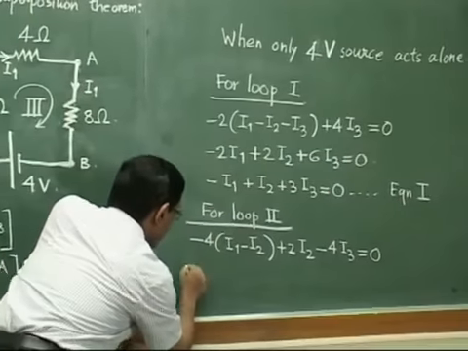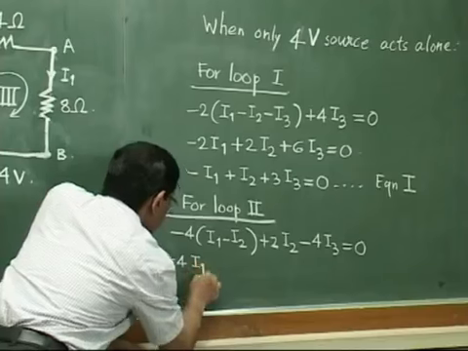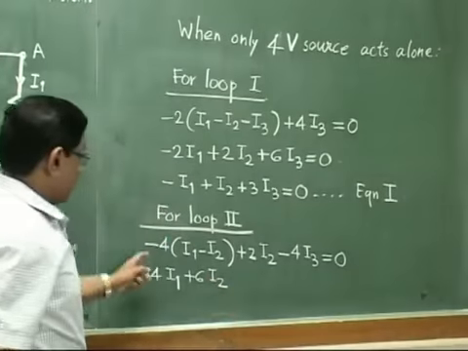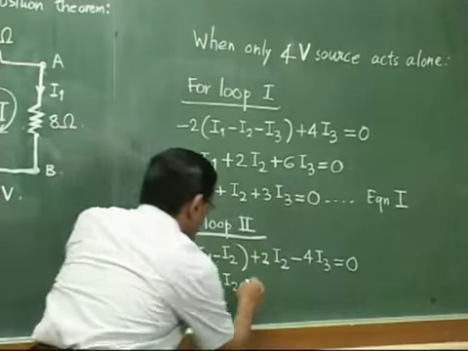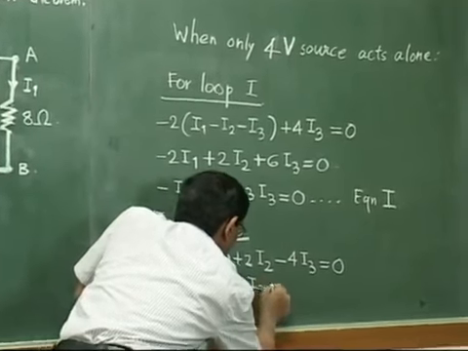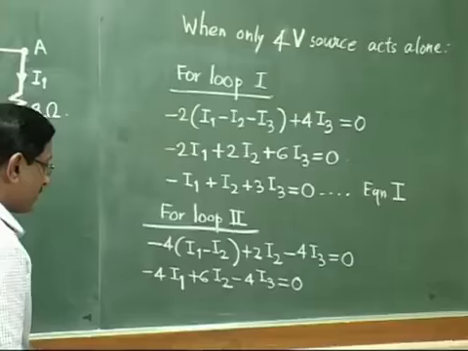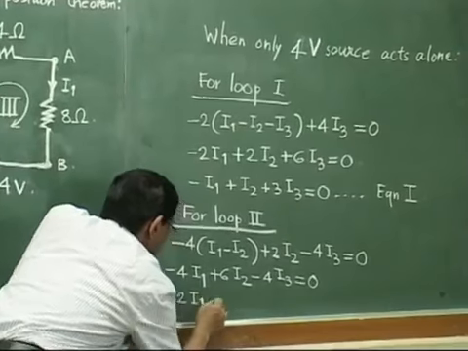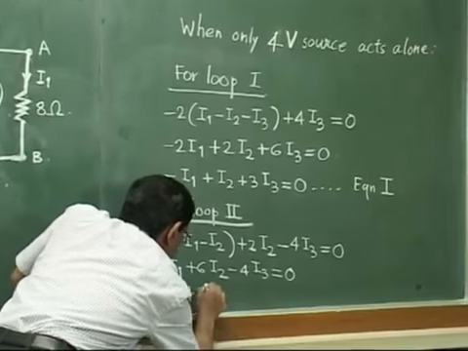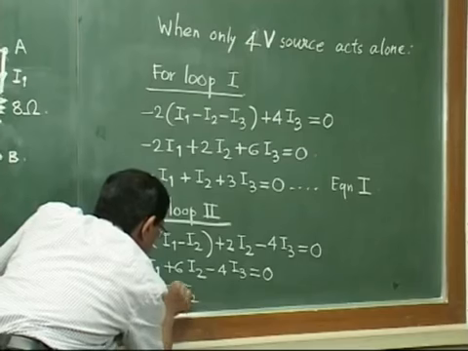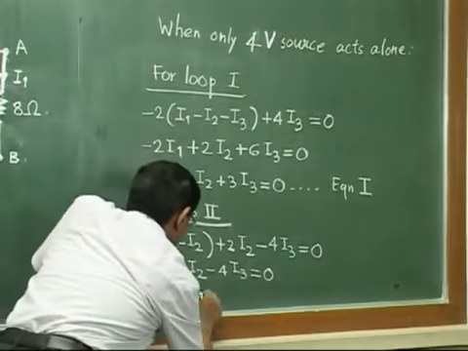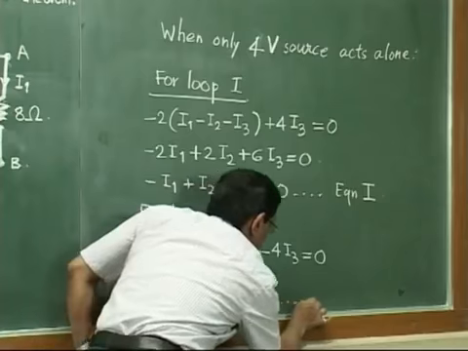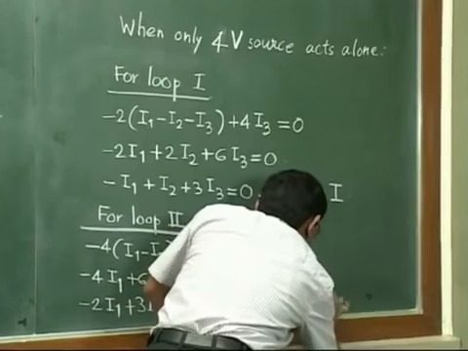So writing it, minus 4I1 plus 4I2 and plus 2I2 is plus 6I2. Then the I3 term is only one, minus 4I3. This is all equal to 0. So further simplifying, you may divide by 2. So minus 2I1 plus 3I2 and minus 2I3 equal to 0. This would be our equation 2.